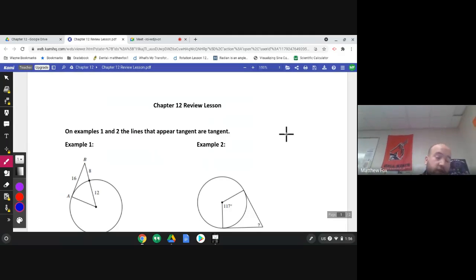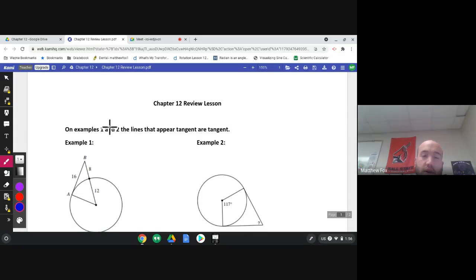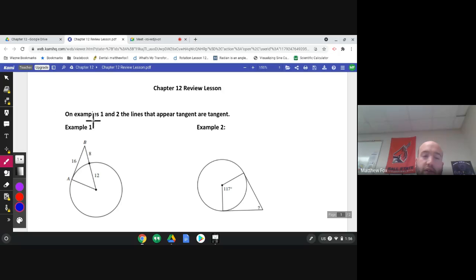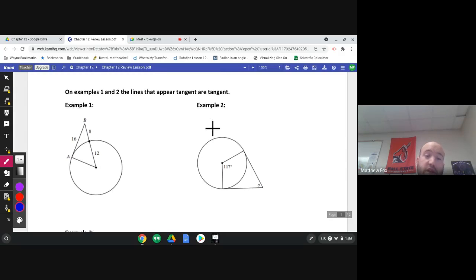Today we are just going to go over a few problems to make sure you guys are ready for this test. So on this first line, it says on examples 1 and 2, the lines that appear tangent are tangent. The reason that is important here is we know if a line is tangent, then the radius and that tangent line are perpendicular, meaning they form a right angle. So right here would be a right angle.